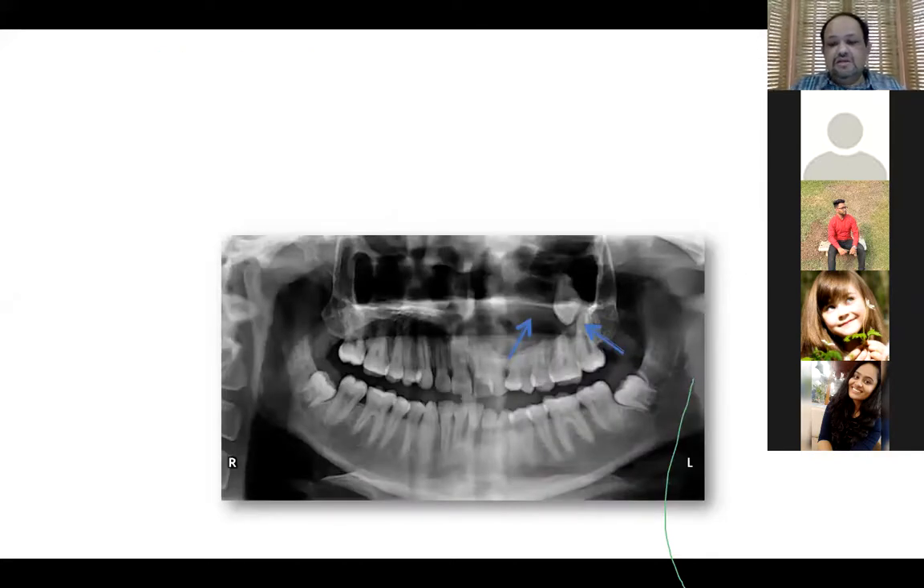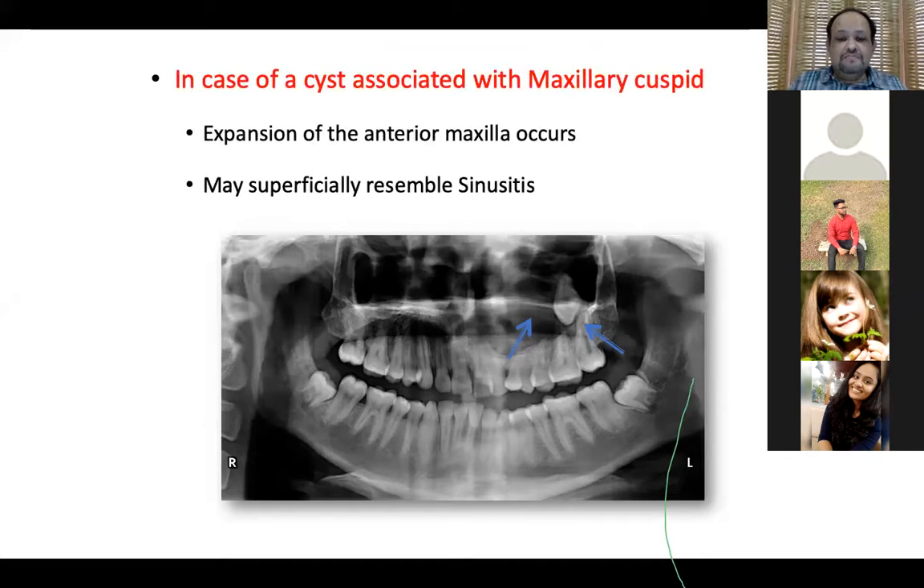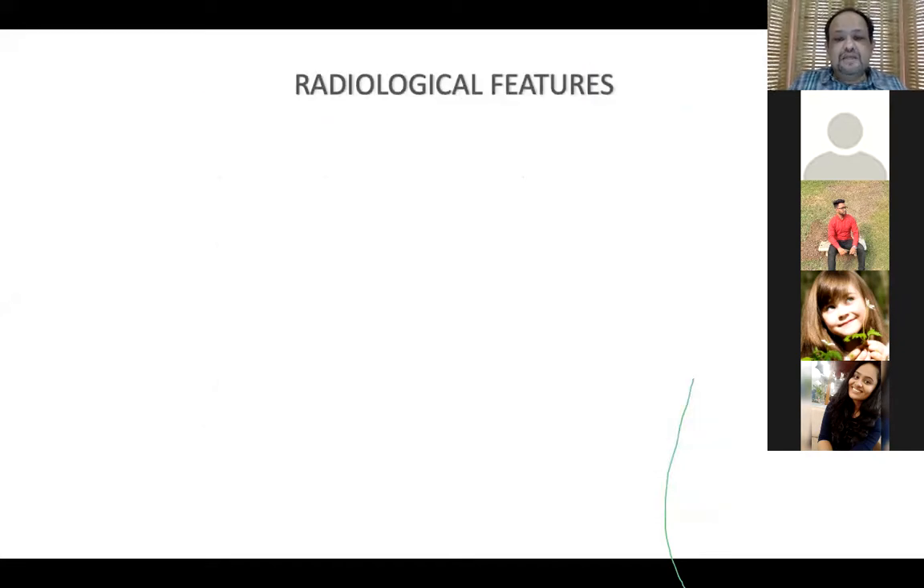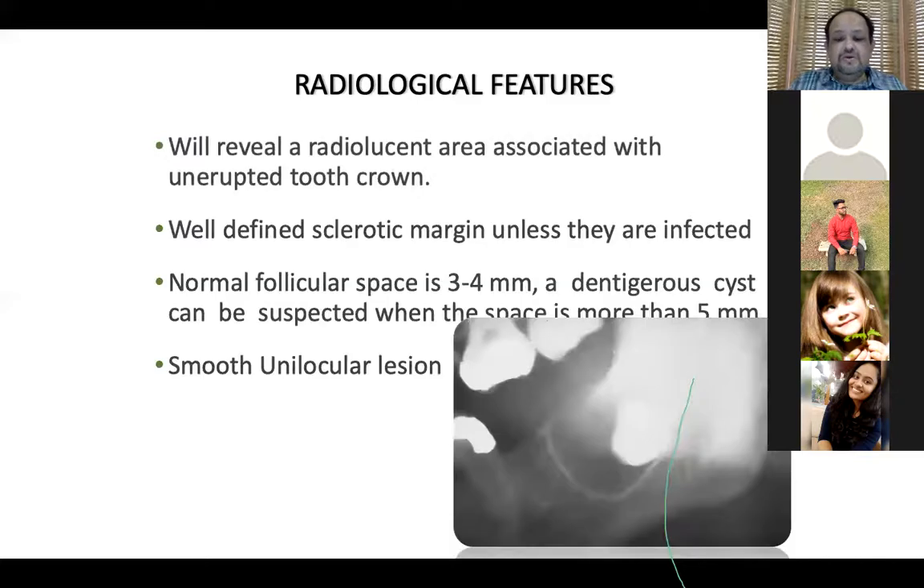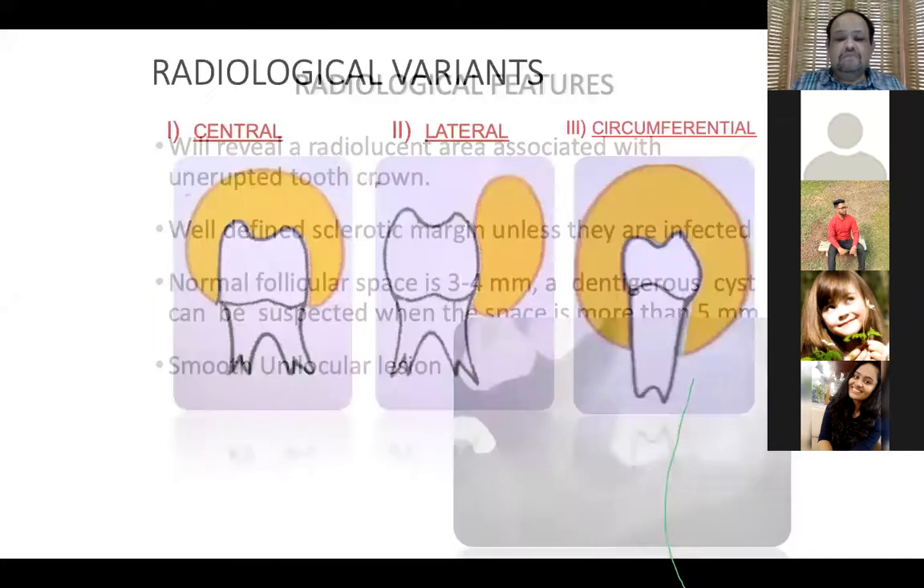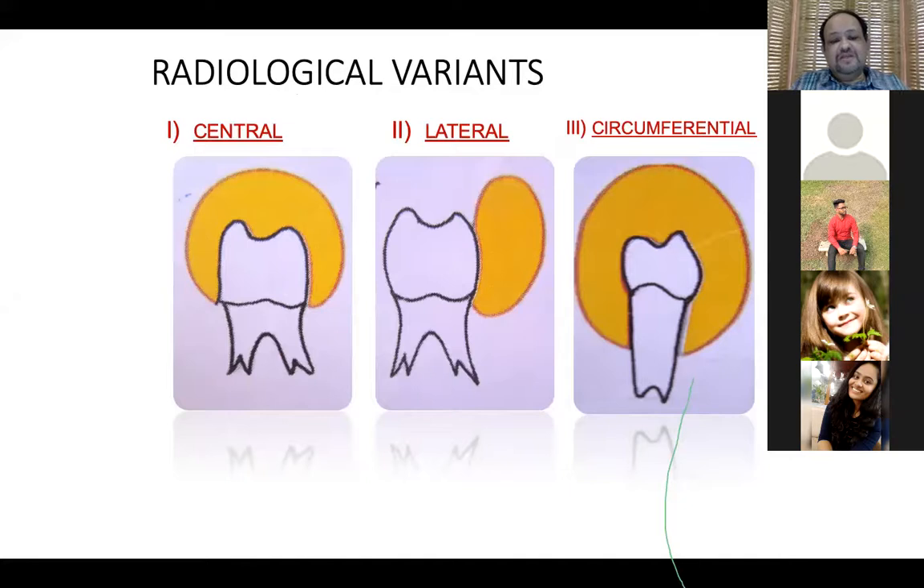What you see here in yellow, in the blue arrows, is an impacted cuspid which is displaced and seen in the maxillary antrum. Then you have to make sure that you enucleate it. The problem with the dentigerous cyst is that it can cause ameloblastoma if it is not treated in time. So there are radiologic variants. This is the most common one, the one you see on the extreme left, the central type. And then you have the circumferential type also.